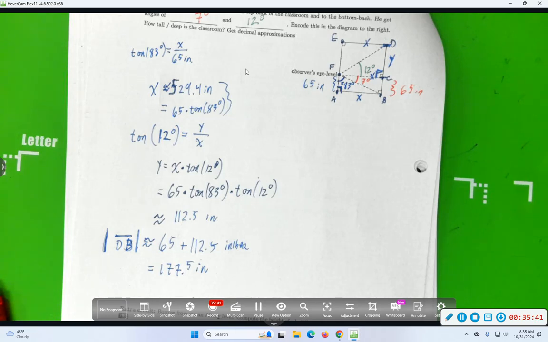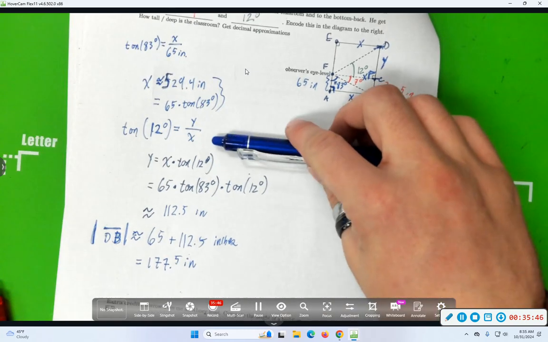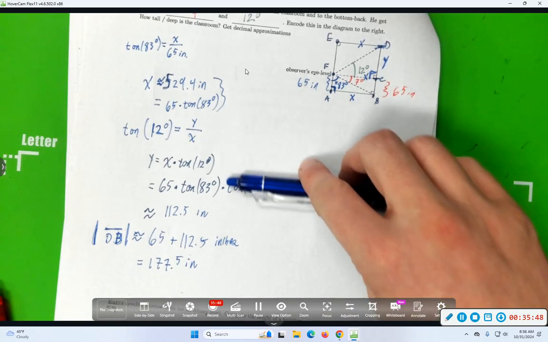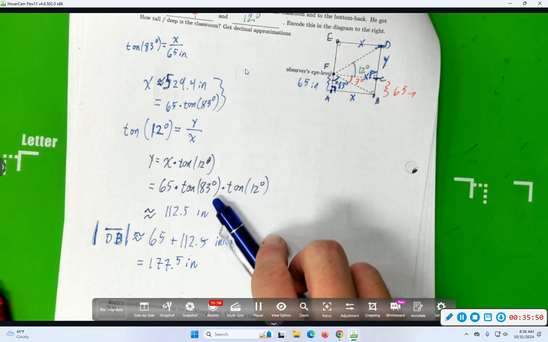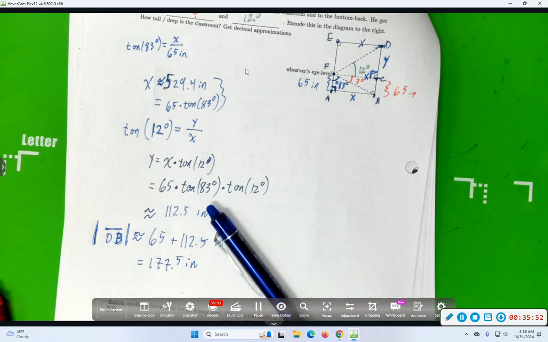Yeah, I have a question. So you're solving for y, you did 65 times the tangent of 83 instead of just using the answer that we got for x. Is it okay if we use the answer that we got for x, or should we put it in like that? Did you use the decimal value and then multiply that by, did you get basically the same number?